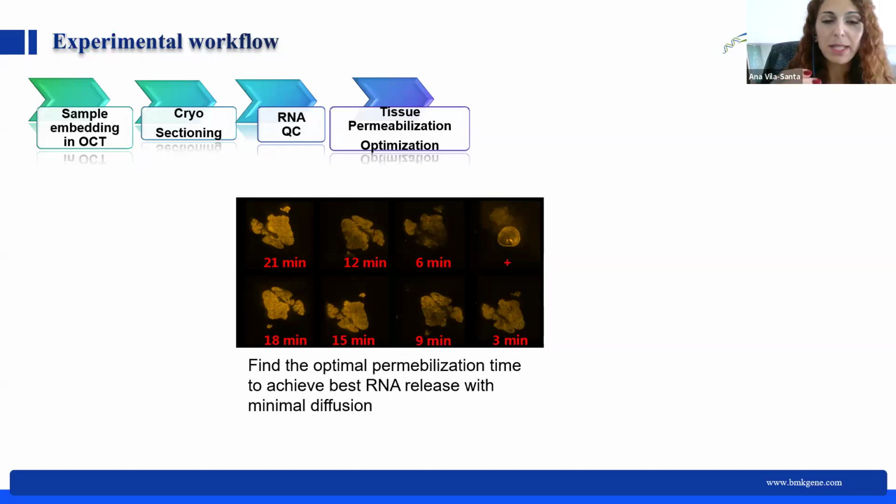This means that we place the tissue in the chip and we apply the permeabilization reagents and we test out different incubation times to find the one that is optimal. And what I mean by optimal time is we need to achieve the best mRNA release that we can so that we can capture it, but we also don't want it to be so long that mRNA starts to diffuse. Because if the mRNA diffuses, it will go to the adjacent spots. And of course, this will result in a data set that is not so perfect.